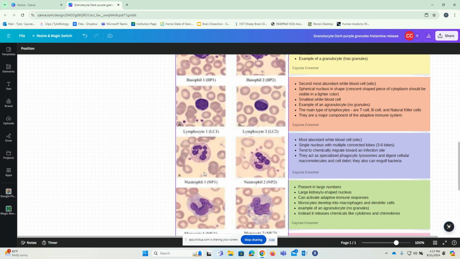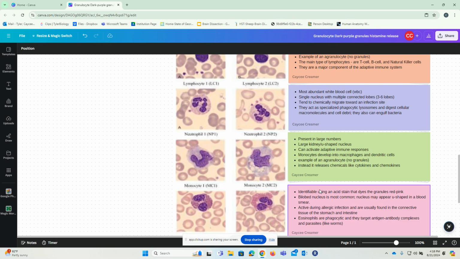It can move from blood into tissue, and there in tissue it acts as a specialized phagocyte where it can engulf bacteria. It also can use lysozymes to digest cellular macromolecules and cell debris to really help clean up the site of infection. It often dies fighting, so it's not the best phagocyte, but it's a very good phagocytic white blood cell. The best phagocytic white blood cell is the monocyte.